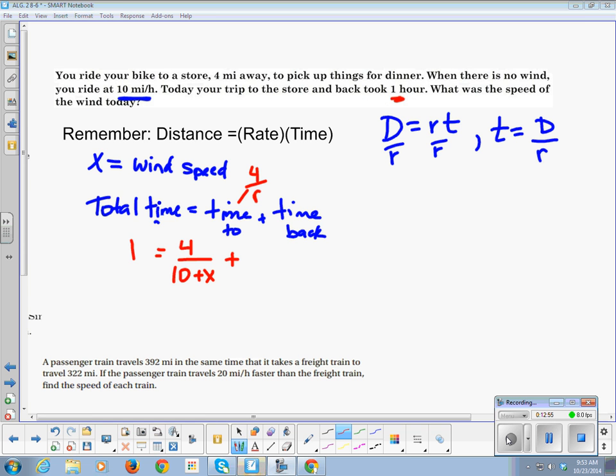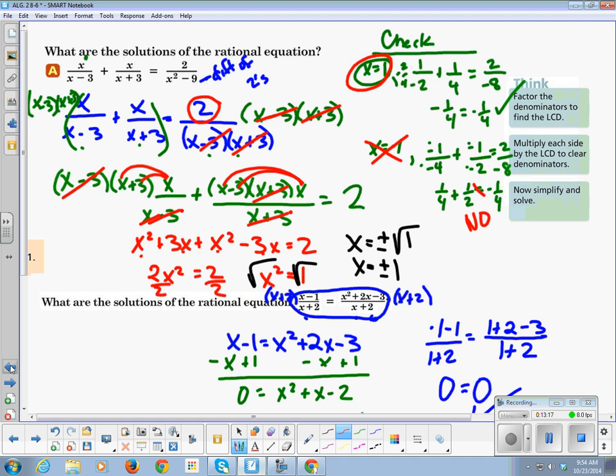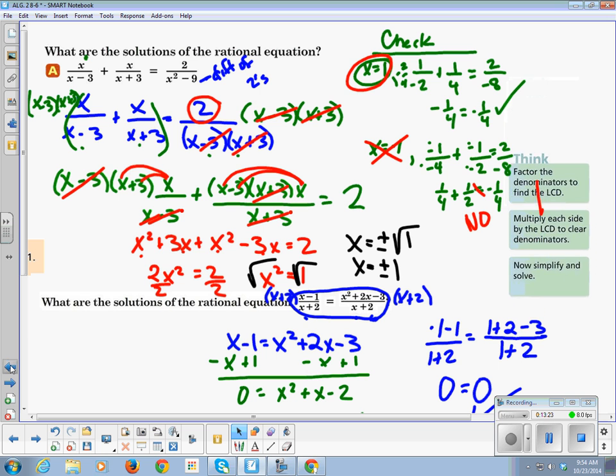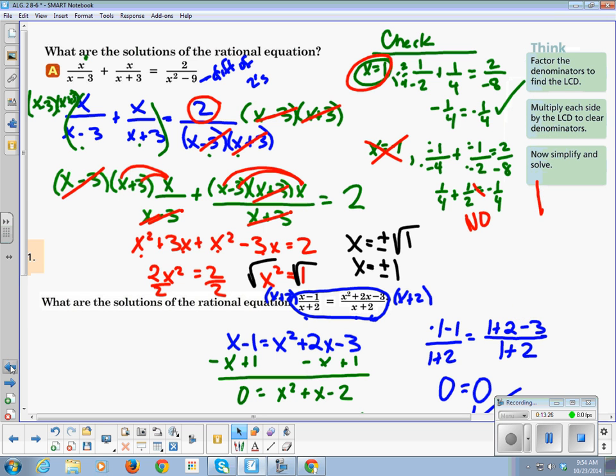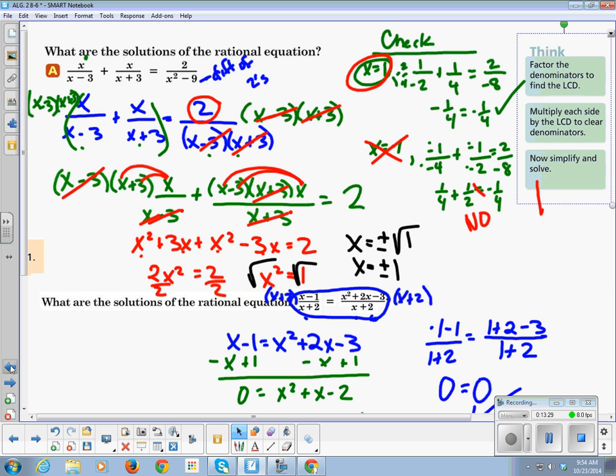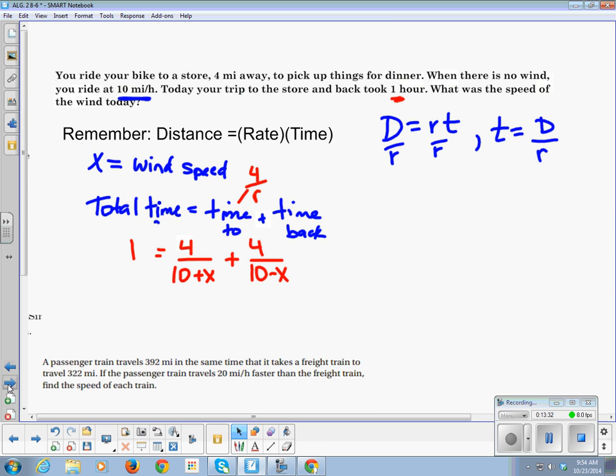On the way back, still 4 miles. But the wind was not our friend, and we were riding against the wind. So now we have a cute little rational equation. So we're going to follow the same steps as here: we factor the denominators, multiply each side by the LCD, and then simplify and solve. So the least common denominator here is this 10 plus x and the 10 minus x. So everybody's going to get multiplied.